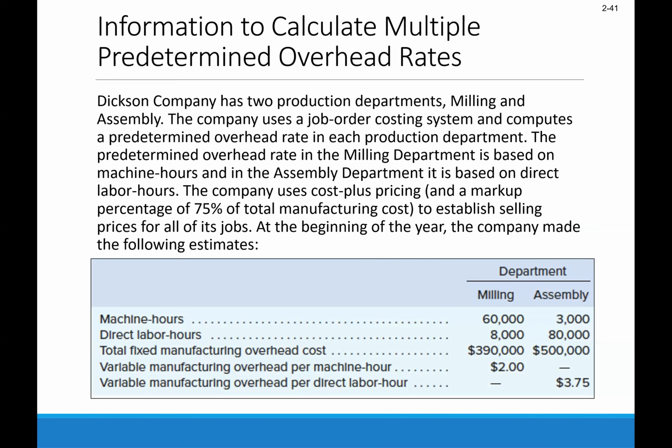At the beginning of the year, the company made the following estimates. So you see, they estimated machine hours for both milling and assembly. They estimated the direct labor hours. They estimated the total fixed manufacturing overhead. And then as a result, we see the variable manufacturing overhead is estimated per machine hour for milling and per labor hour for assembly.